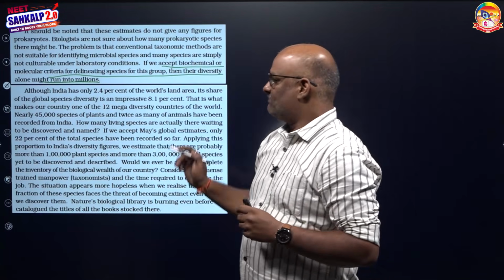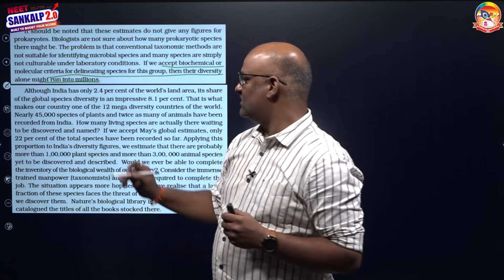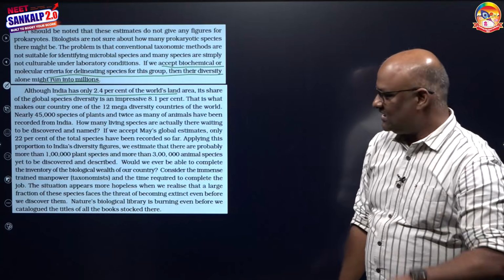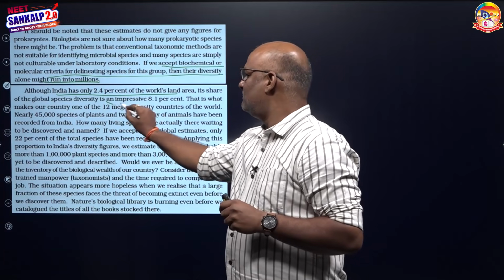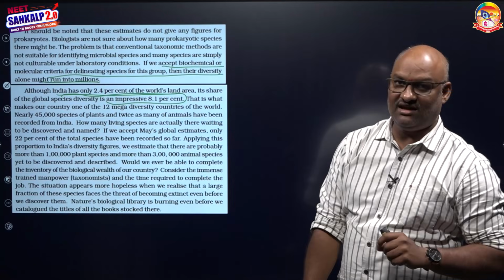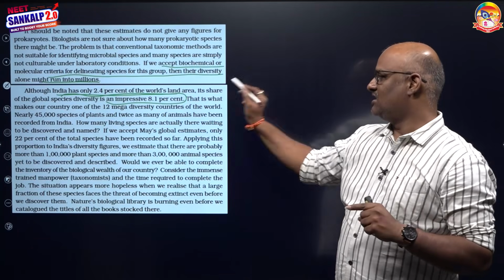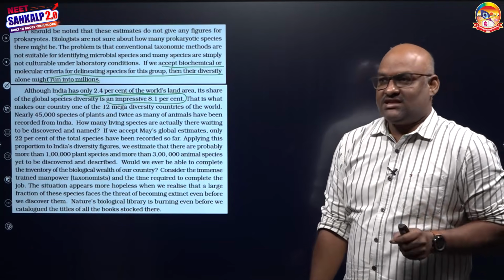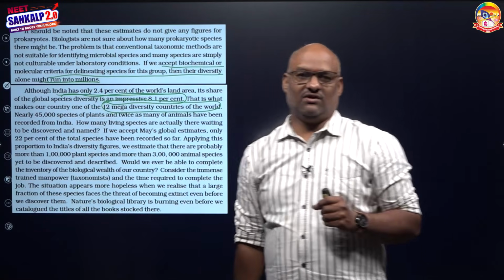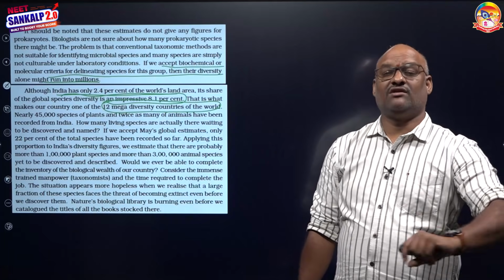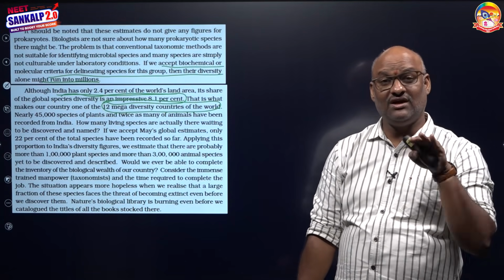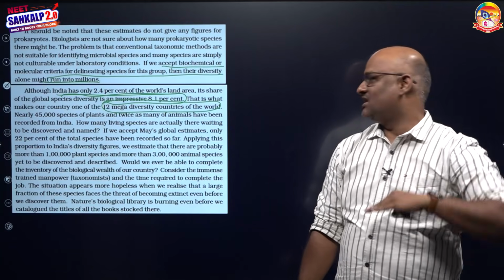Now, this is a very important paragraph with a lot of numericals. India has 2.4% of the world's land area, but the diversity is an impressive 8.1%. Very little land area, but diversity is very huge in India, around 8.1%. This is the reason India is placed among the 12 mega diversity countries in the world. We have 12 mega diversity countries, out of which India is one because of its low area but huge diversity.